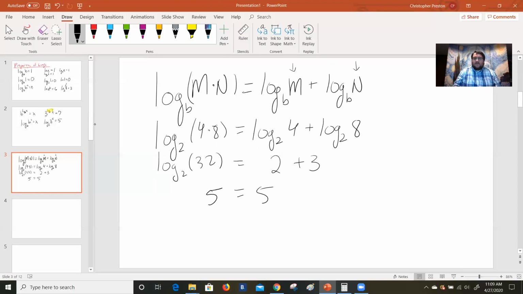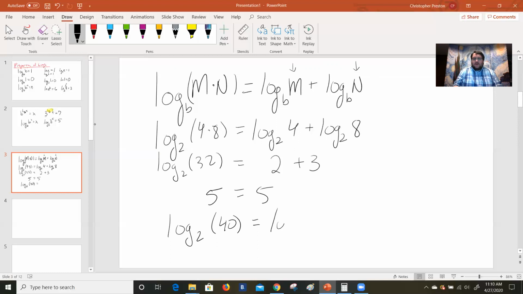Same answer. Now, this is kind of a simple example, but we're going to use this to break up things that we couldn't simplify. So something like, what's log 2 of, let's say, 40?